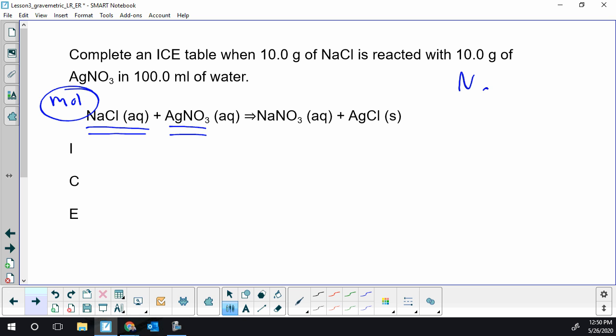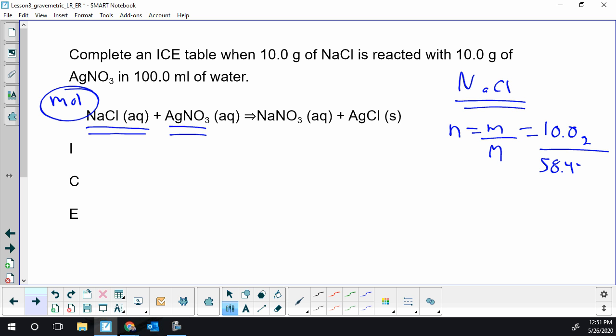So I'll start with NaCl, and moles from a pure substance is mass over molar mass. So sodium chloride is 10.0 grams divided by the molar mass for sodium chloride, 58.44 grams per mole of sodium chloride equals 0.171 moles. So I had to do some work to get my moles.